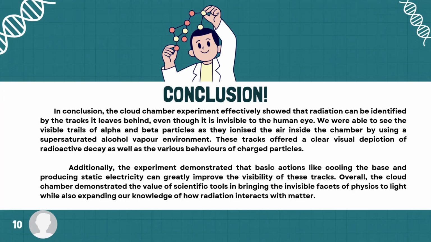In conclusion, the cloud chamber experiment effectively showed that radiation can be identified by the tracks it leaves behind. Even though it is invisible to the human eye, we were able to see the visible trace of alpha and beta particles as they ionize the air inside the chamber by using a supersaturated alcohol vapor environment. These tracks offer a clear visual depiction of radioactive decay as well as the various behaviors of charged particles.